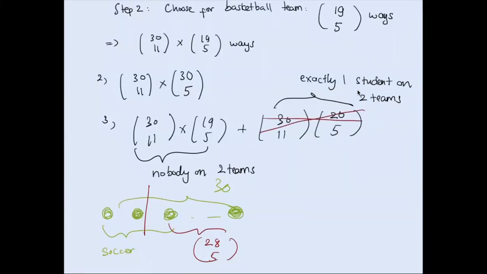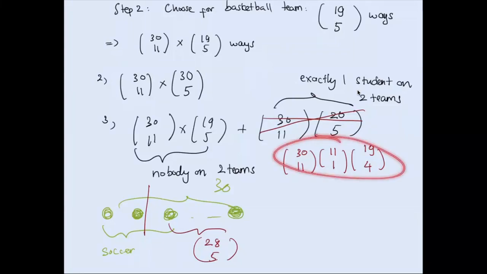What you should have done here is, I choose 11 members for the soccer team. Out of those 11 members, I choose 1 to be in the basketball team. And out of those people that were not in soccer, I choose 4 people to be in the basketball team. So this will give you the correct answer. So that is the first way.